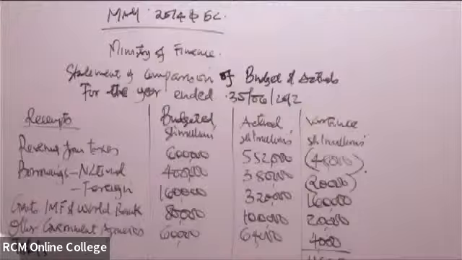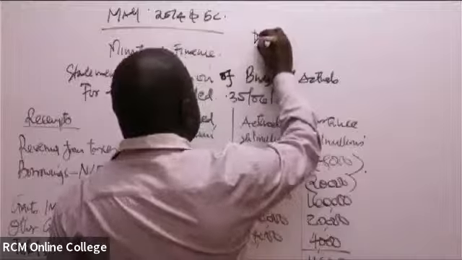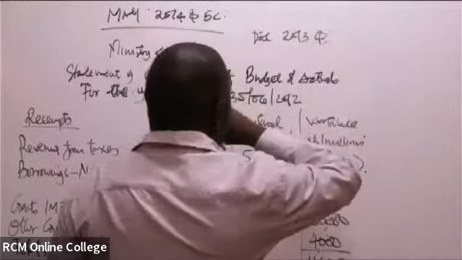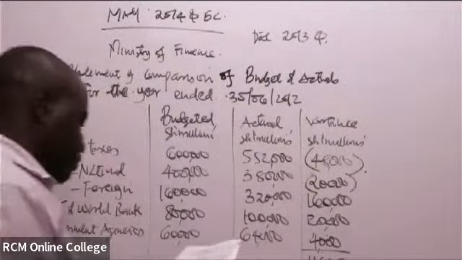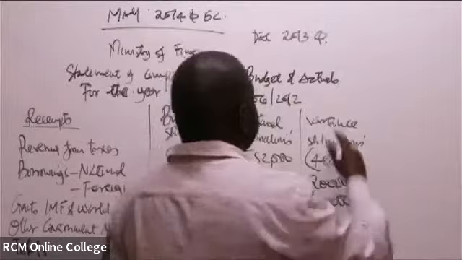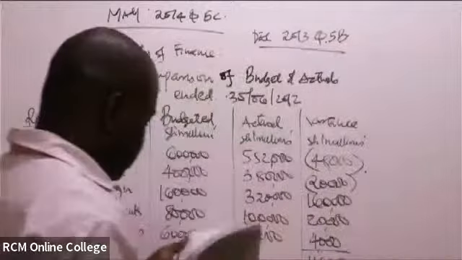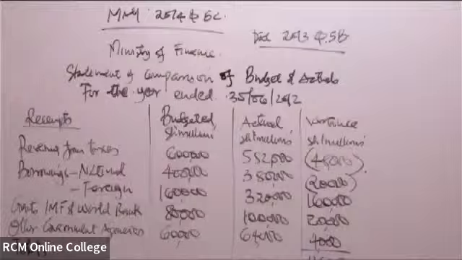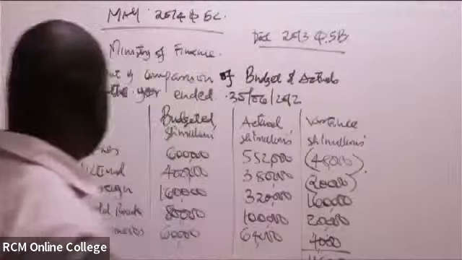So the question is derived from December 2013. Question number 5B. So those are basically now in this case the receipts.